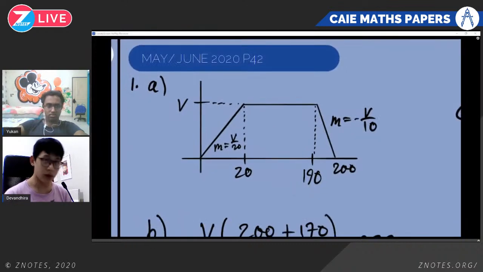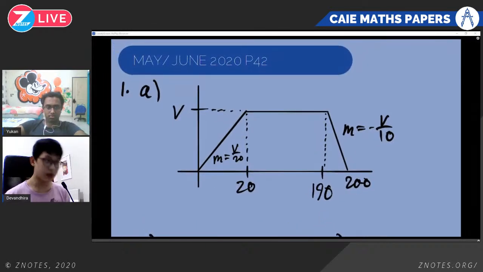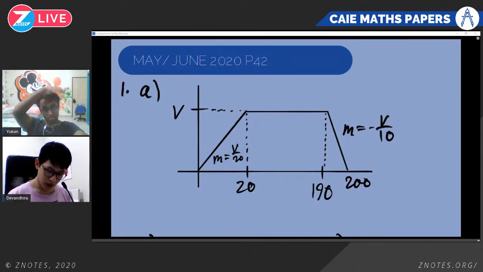Right. This is for the first question, letter A. It says that it has a uniform acceleration, and after 20 seconds, it reached v. Correct, Yugan? Mm-hmm. So that means in 20 seconds, it reached v. It is a uniform acceleration, so our gradient, our acceleration, is just v over 20, right? So this is our gradient, okay?